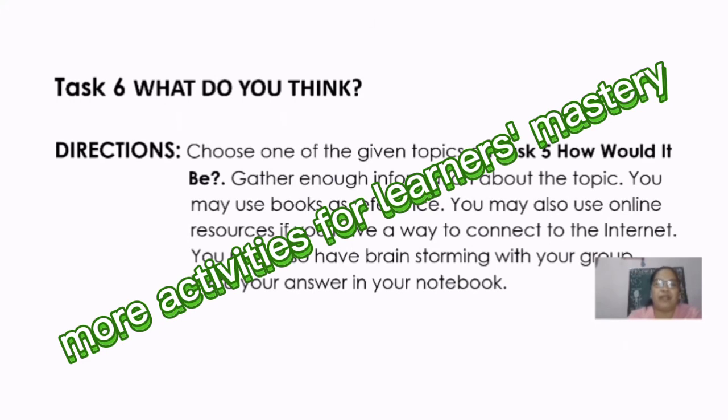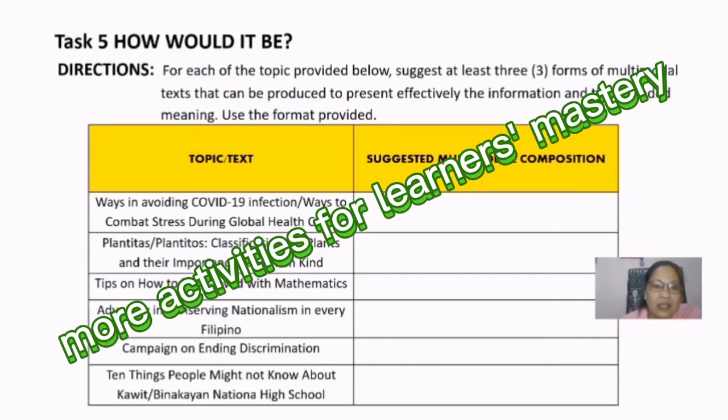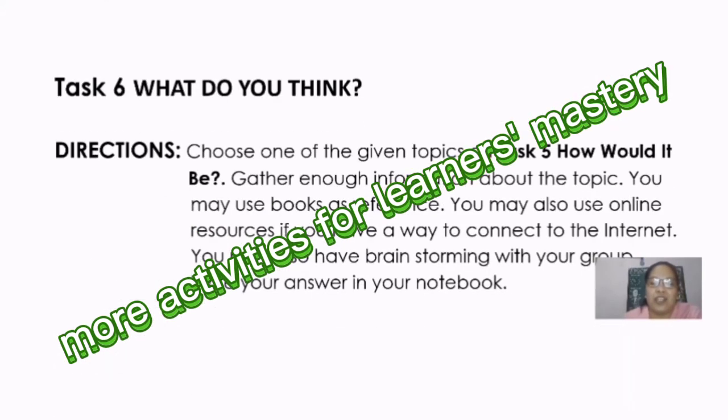So for your performance task, choose one of the given topics on task 5. You're going to choose one of these topics. Gather enough information about the topic. You may use books as reference. You may also use online resources if you have a way to connect to the internet. You may also have brainstorming with your group. Write your answer in your notebook. So it's part of your performance task.